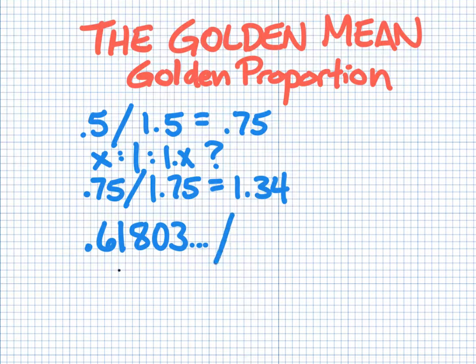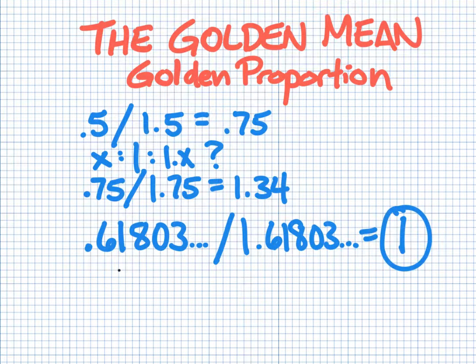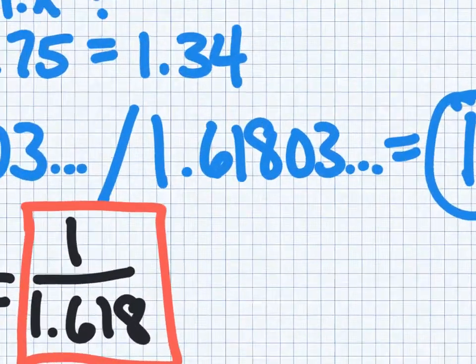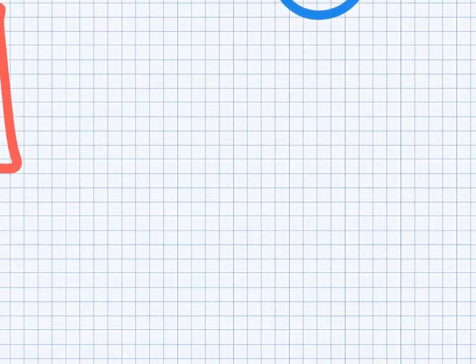It just keeps going. It's the same as 1.61803, and so forth. And if you multiply one by the other, you wind up with 1. In other words, 0.618 over 1 is the same as 1 over 1.618. Now, what's the significance of that? I don't know, but here's how it would look on a piece of paper.